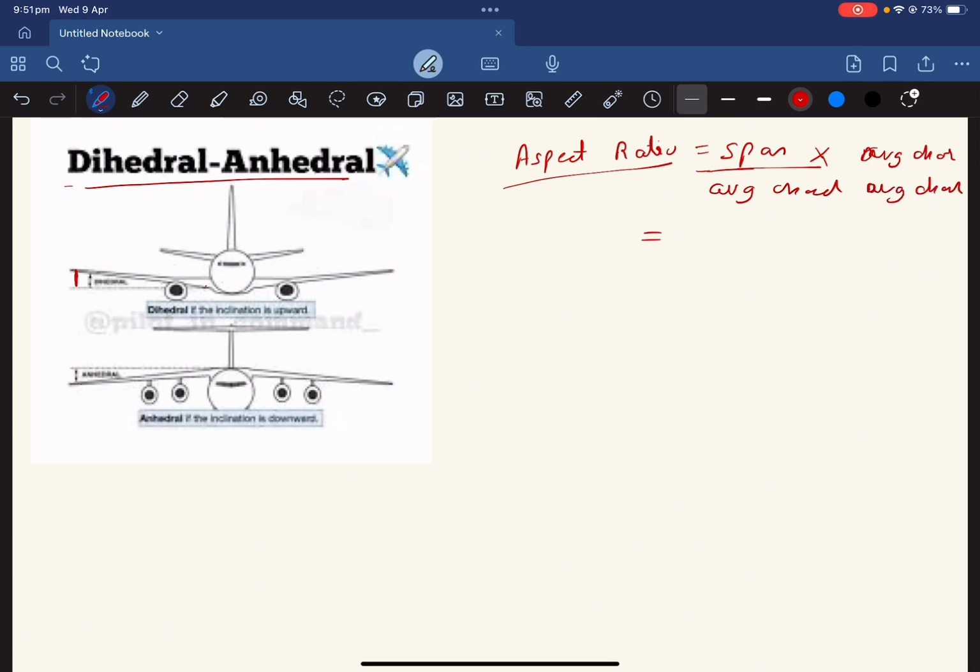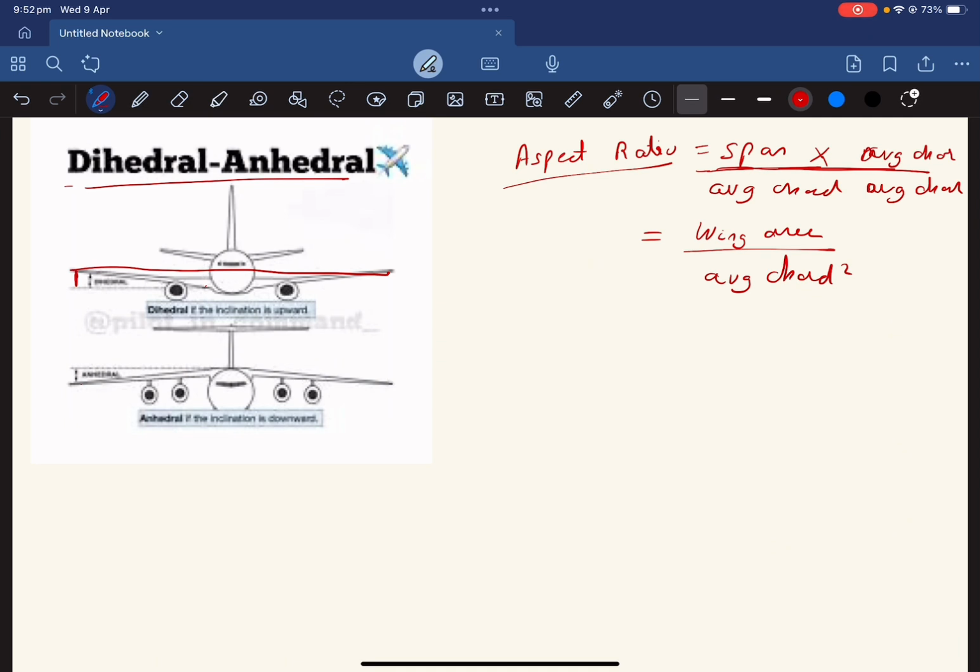So span, which is tip to tip, and average chord. As you know, the multiplication of span and average chord gives you the wing area. All right. And this becomes span over average chord, which is one more formula for aspect ratio, and there's one more formula.